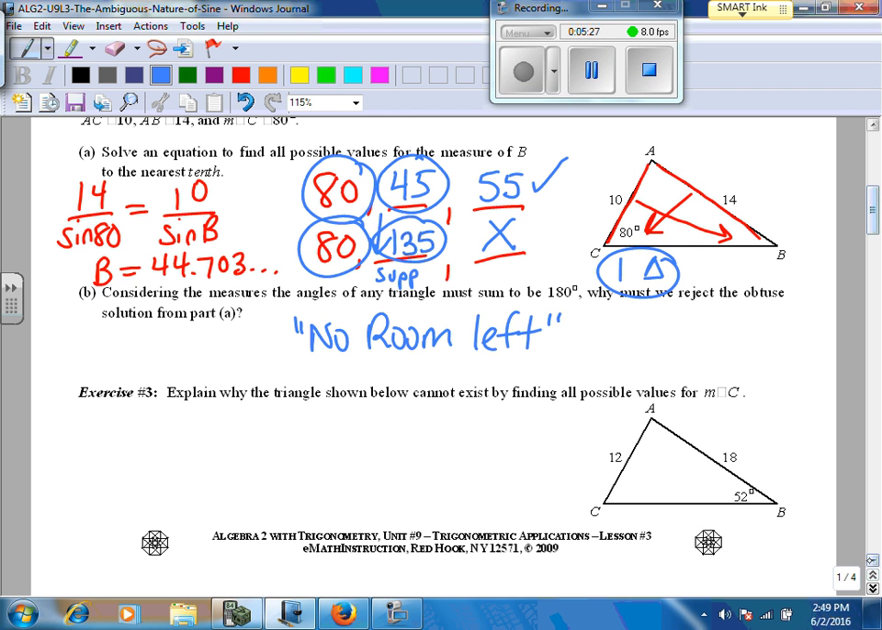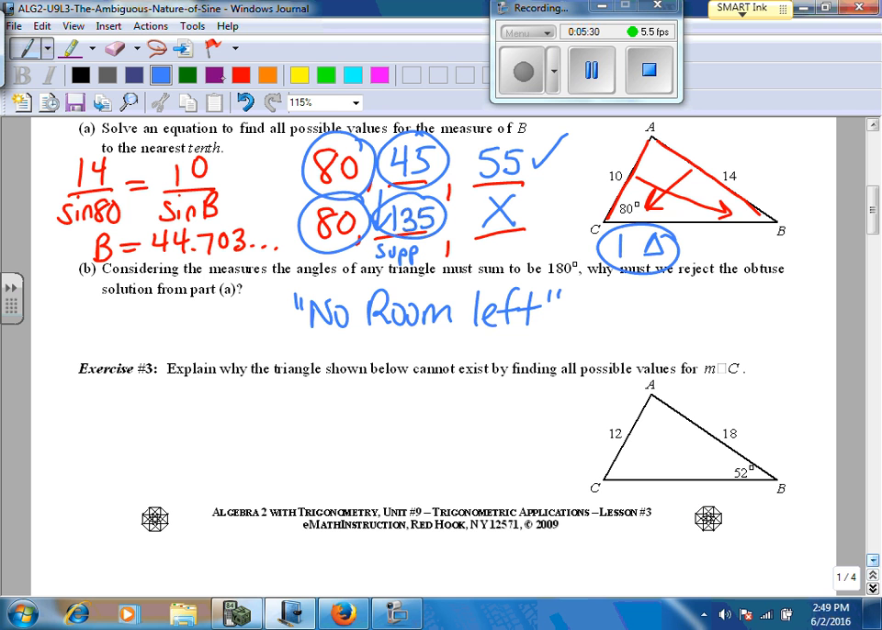Okay. Let's look at number 3. Find all possible values for measure of angle C. So we're trying to find options for this.